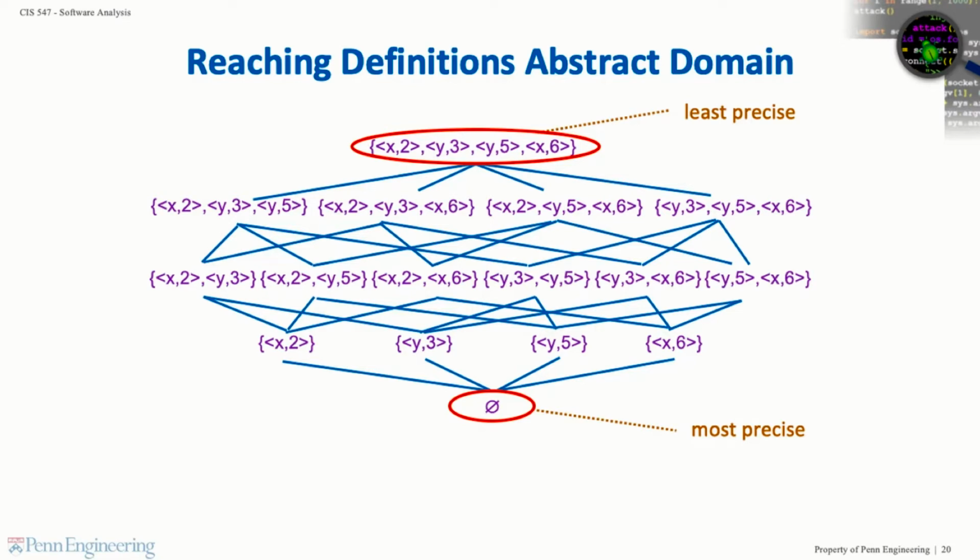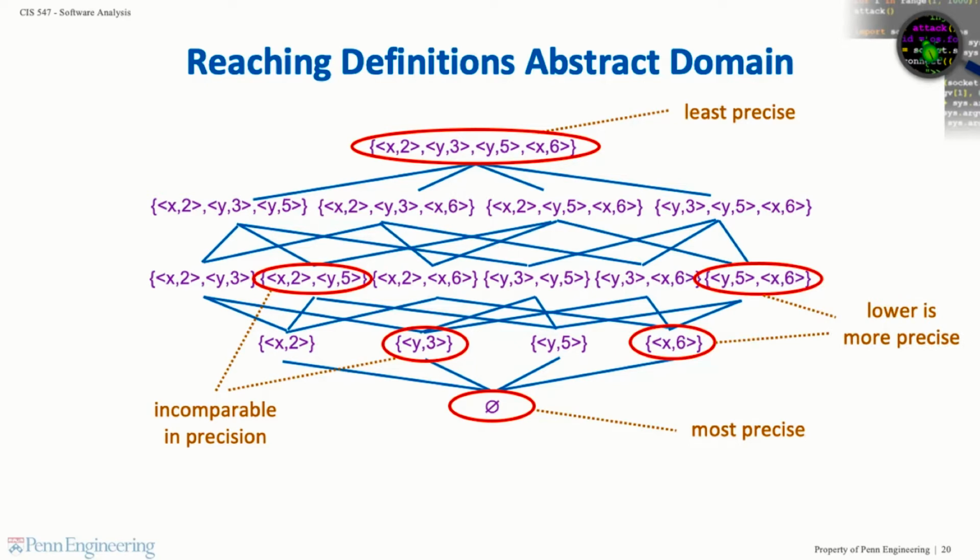In particular, those pairs of nodes that are not connected by a path are incomparable, such as the set containing the definition of y at 3 and the set containing the definitions of x at 2 and y at 5. But the set containing the definition of x at 6 is strictly more precise than the set containing the definitions of x at 6 and y at 5.